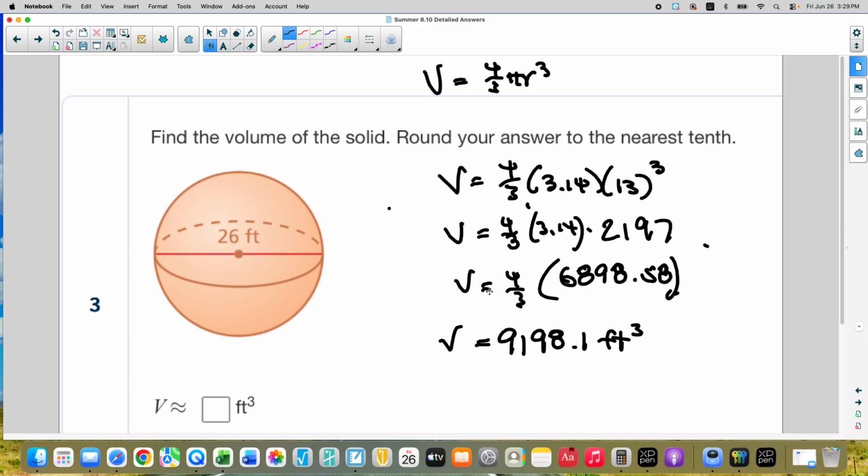Let's just make sure we're in the ballpark. Looking at the answer key. Well, they're not even in the ballpark. 9202. I'm doing it right, so I don't know how they're getting their crazy numbers. 3.14. That's what I'm getting.